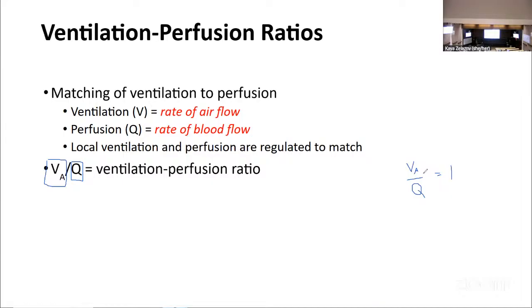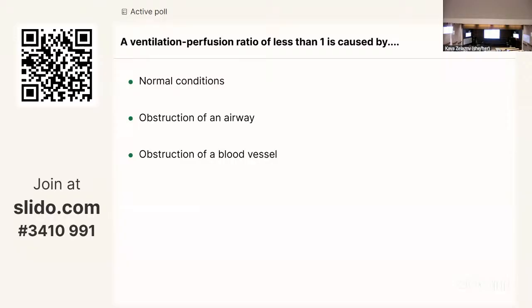Okay, so thinking about this ratio, ventilation on top, perfusion, which is our blood flow, on the bottom, usually equal to 1. I want to see if you can predict for me what might cause a ratio of less than 1?